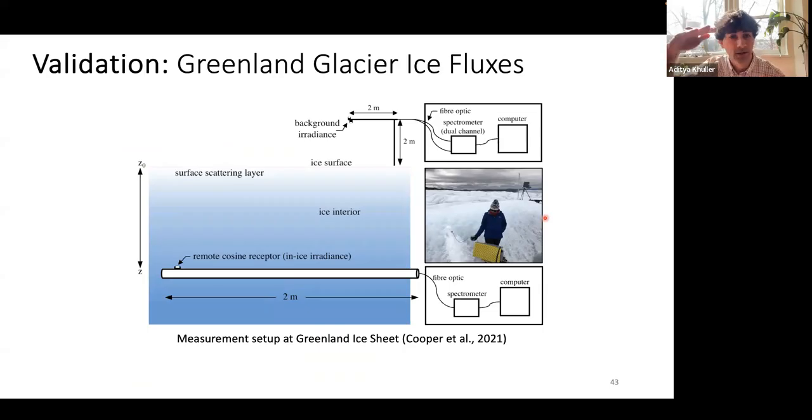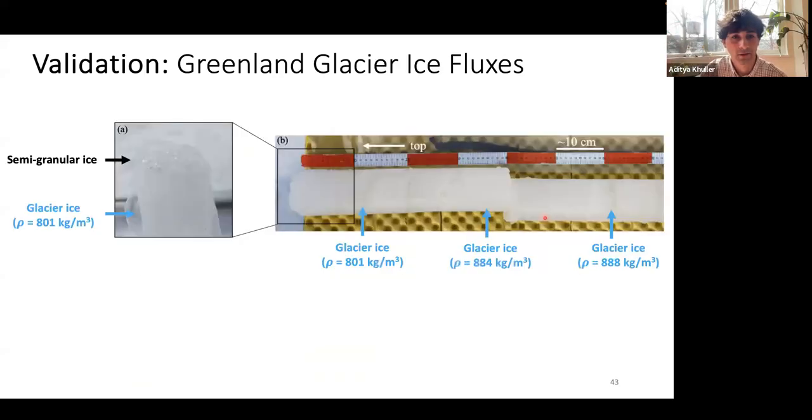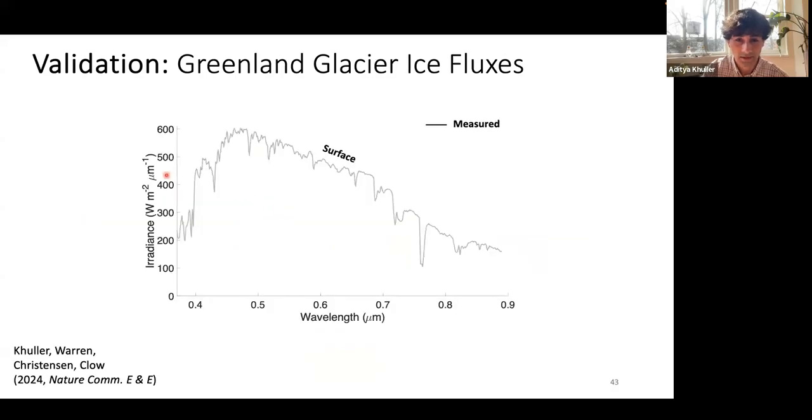And then there are these interesting measurements made by Matt Cooper in Greenland, where they actually measured how much light, the irradiance, was coming at different depths inside the ice as well as at the surface. And so here's the ice in question. It's glacier ice, so pretty dense. At the top, it was sort of granular. And here's what they measured.